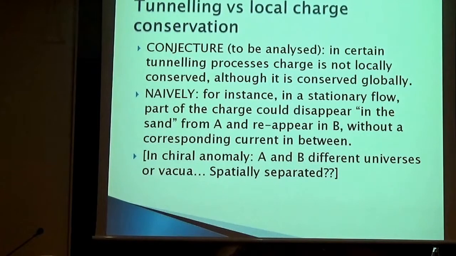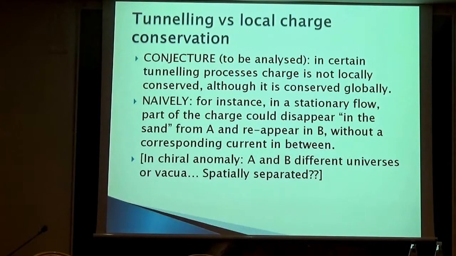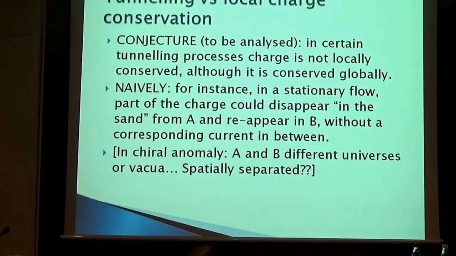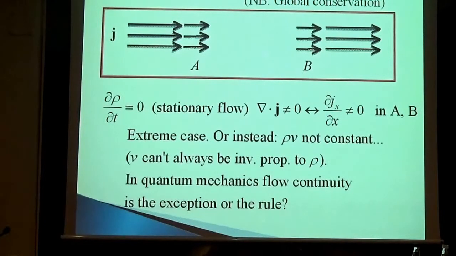Like a flow of water which disappears in the sand and reappears in another place. Of course, if we consider chiral anomaly with two separated vacua, this is conceivable because the two points could be in different spaces. But are there possible real situations in the laboratory where this could happen? So again, we imagine to have some current which we can switch off. There is global conservation but not local conservation. So if we look at the full picture or the bigger scale, there is conservation but not at the microscopic level.